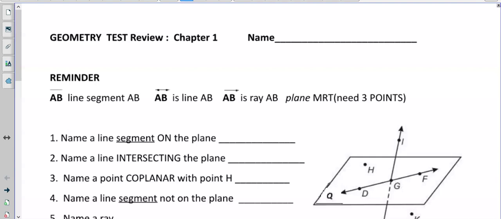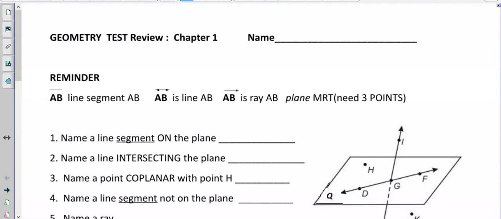All right, test review for geometry. So a few reminders here. AB, the symbol means line segment. The second one means line, with both arrows. One arrow is a ray.